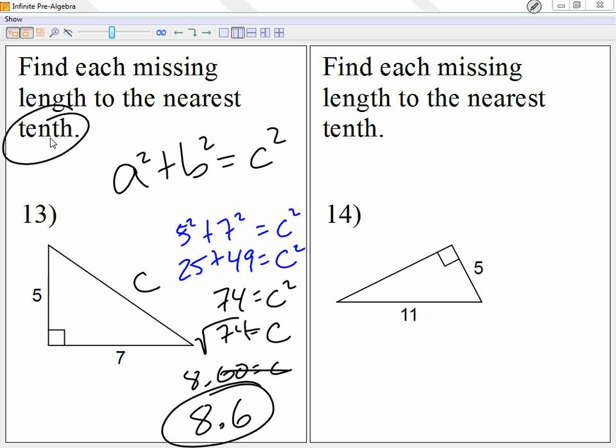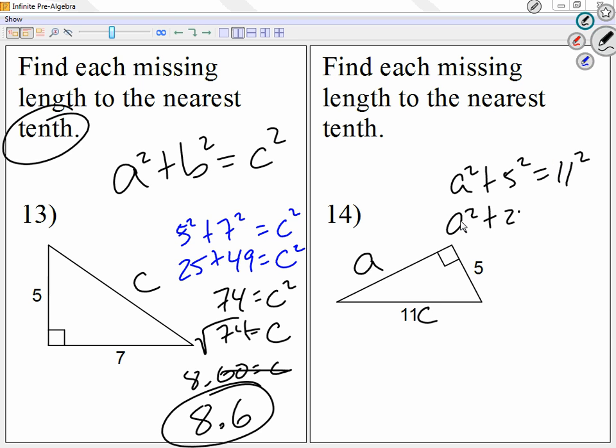If we look at 14, I'm given c. Right? I'm given the bigger value. So the side that I'm missing is either a or b. It doesn't matter how we label it, so I'm going to label it a. So I have that a squared plus 5 squared is equal to 11 squared. So I have that a squared plus 25 is equal to 121. Since my numbers are not together, I'm going to move the 25 over here, change the sign to minus 25. So I have that a squared is equal to 96.